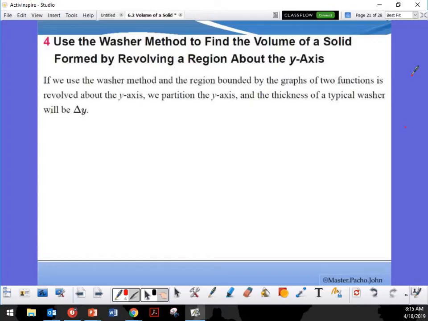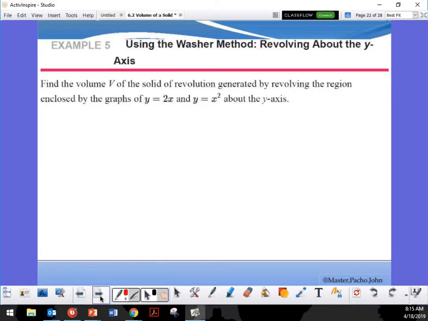Use the washer method, find the volume of a solid. Basically, outside minus the inside. Find the volume of a solid generated by revolving the region enclosed by the graphs. So this enclosed, what does that mean? It's a really important statement. What's inside? Between them, right?